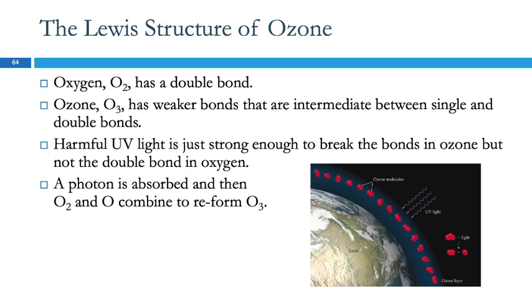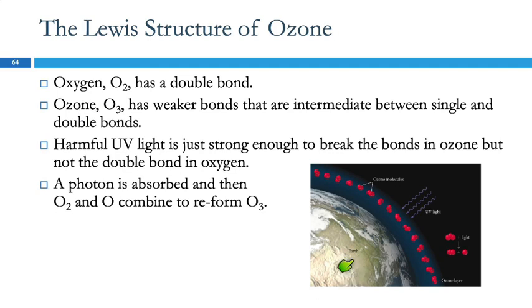I'll talk about this just because I think it's interesting. So oxygen is O2, that has a double bond, and ozone, O3, has bonds that are between single and double, so they're weaker, right? We talked about the resonance structure and how it's like a 1.5 bond for ozone.